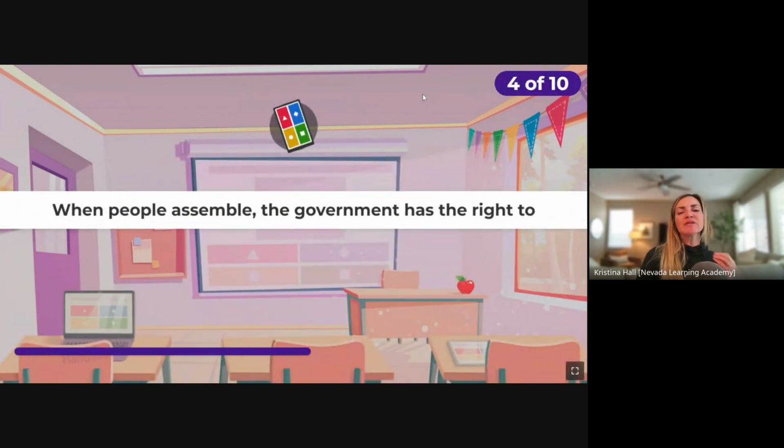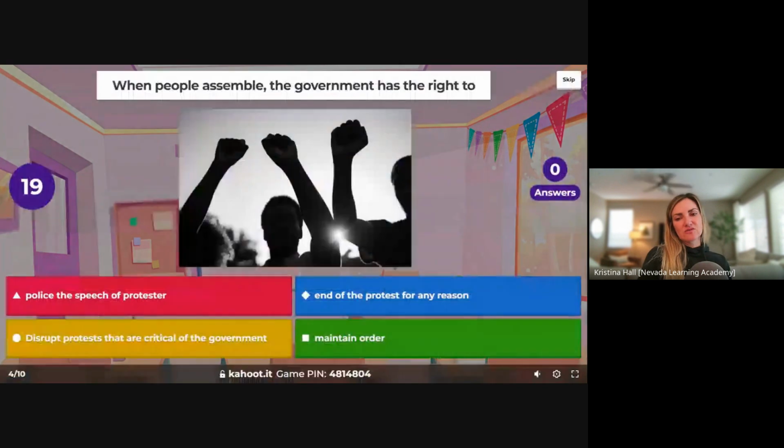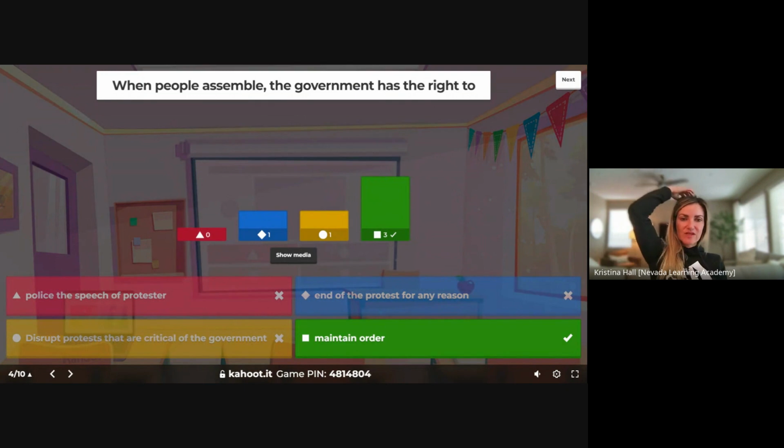Okay, when people assemble, the government has the right to police the speech of the protesters, end the protest for any reason, maintain order, or disrupt protesters that are critical of the government. So assembly is allowed, but where does the government have a right to intervene? In what way can the government intervene in protests? Yes, maintain order.